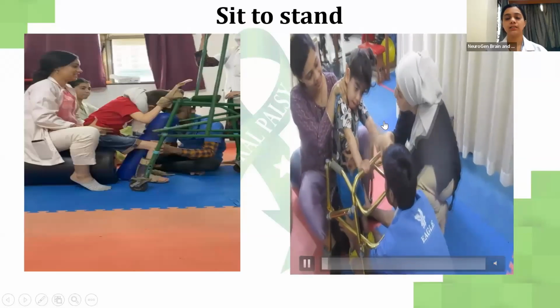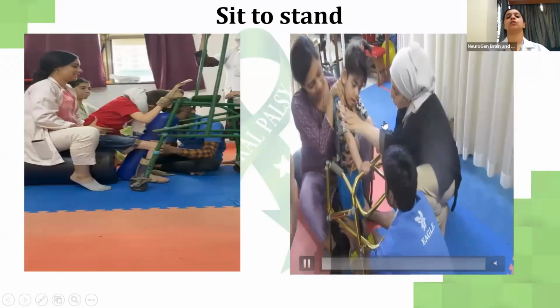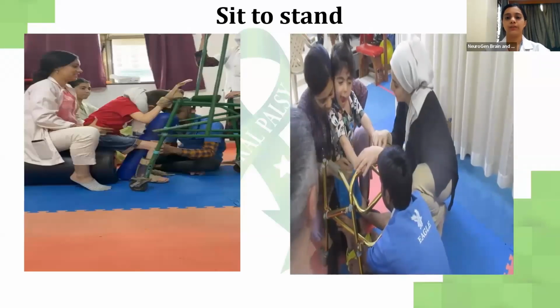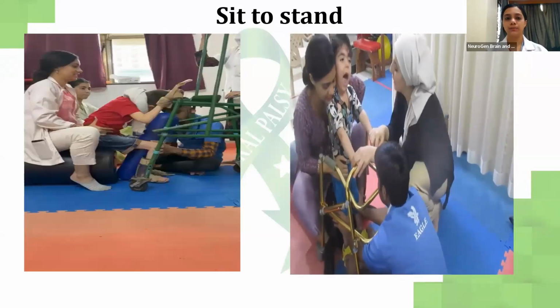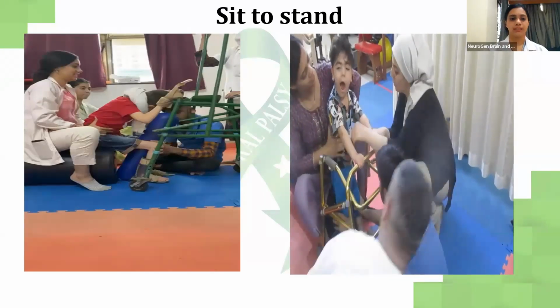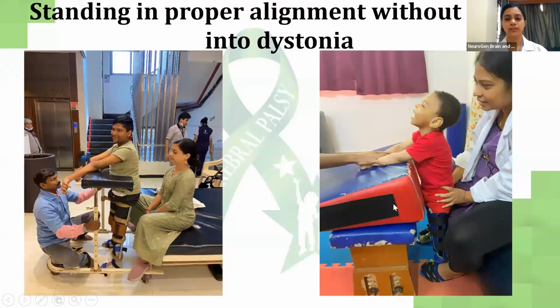In this, he has stiffened his back. If you see, he has gone into dystonia, so we need to relax him. He is going into dystonia, going backward. So it's very important for us to relax them. Then standing without going into dystonia is this.